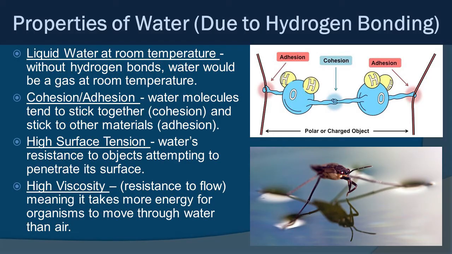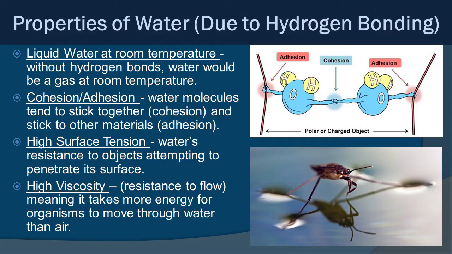There's also something called cohesion and adhesion. Essentially, this means that water molecules tend to stick together, cohesion, and they stick to other materials, adhesion. These other materials tend to be polar materials as well. So you think of this, cohesion is those hydrogen bonds making the water molecules kind of stick together a bit, and adhesion is where they sort of stick to other surfaces.